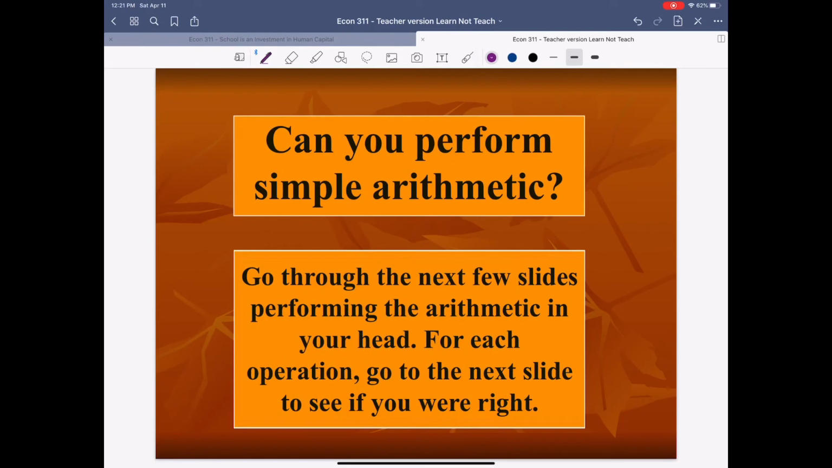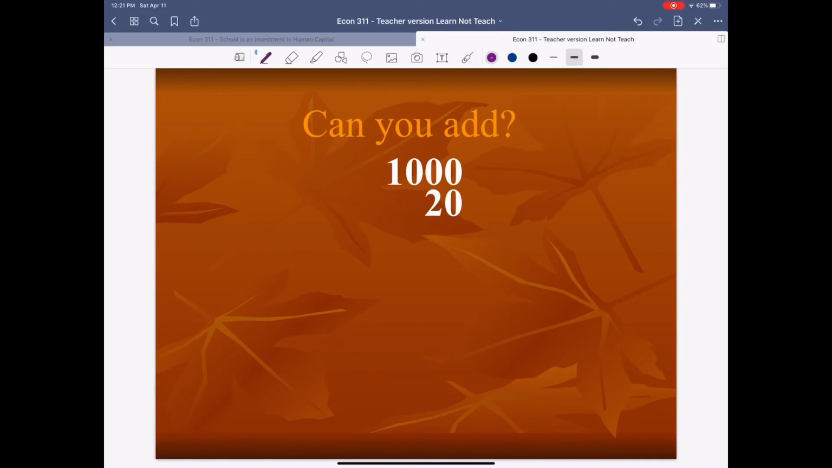So let's try another little test of our learning ability with simple arithmetic. As I go through each slide, I want you to just keep a running total and see how your answer matches up. So don't feel stressed. This is not an IQ test. This is simply a way of seeing how your brain processes information. So can you add? So add 1,020.